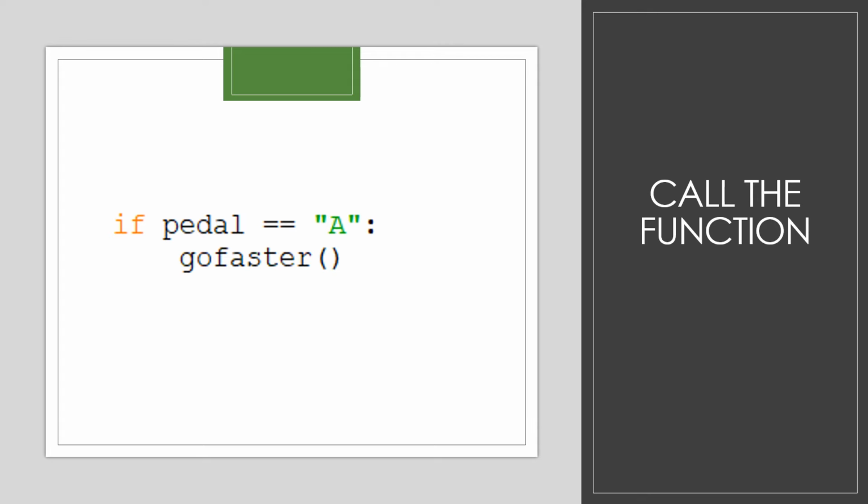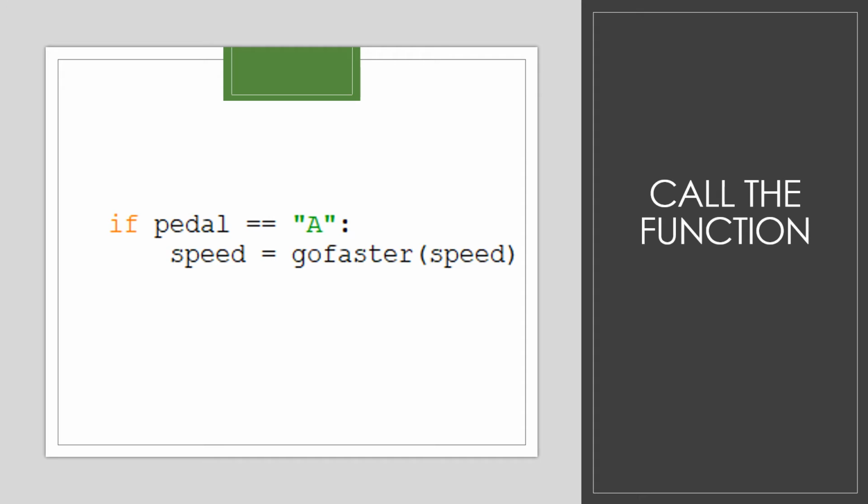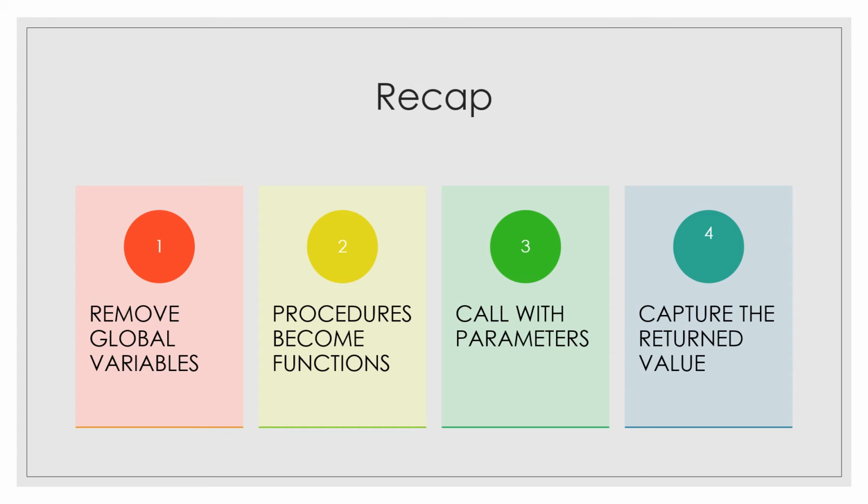This is what the program looks like at the moment. If the pedal is A, then go faster. We're changing it to speed equals go faster speed. So the speed is passed as a parameter to the go faster function, and then the returned value is assigned back to the variable speed. So that line will change the variable speed. So to recap, we already know it's important to remove global variables. We can do this by turning our procedures into functions and passing the values as parameters and capturing the returned value back in the main program.